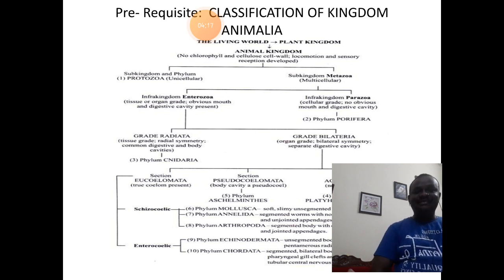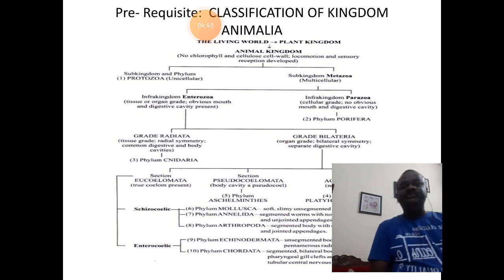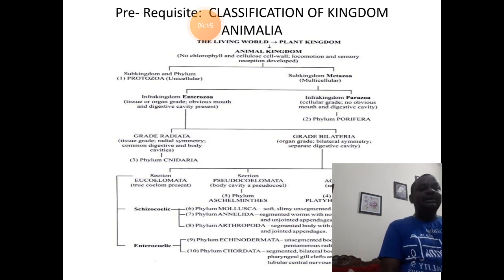Well students, whether it is two-kingdom classification, three-kingdom classification or five-kingdom classification, we find one common kingdom, the Animalia. We need to know something related to this particular classification of kingdom Animalia as a prerequisite. So this forms the basis actually for your syllabus. Now, let us understand the kingdom Animalia.